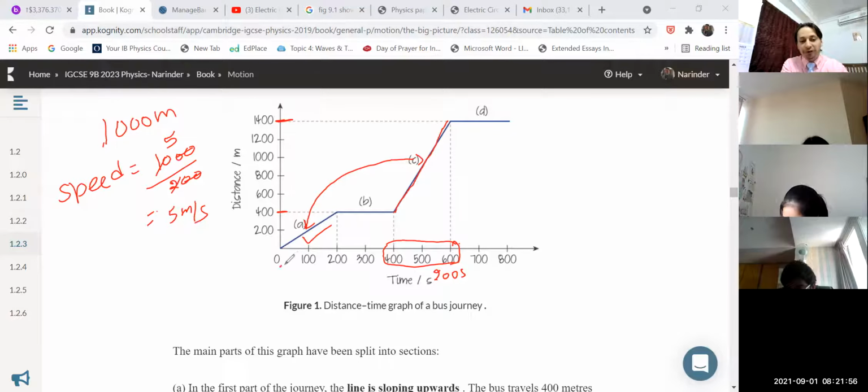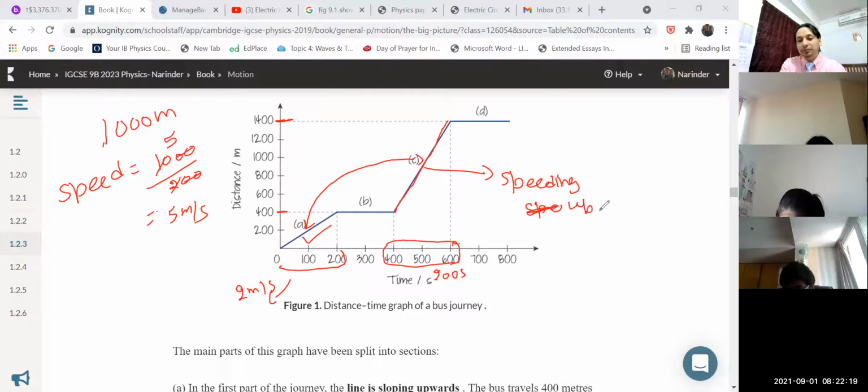If you recall, children, we calculated the speed from the time interval of 0 to 200 seconds. At that time, the speed was 2 meter per second. Now it's speeding up. Steeper means speeding up, children. This section of the graph represents this speeding up. Still, the object is moving with a constant speed. I'm just comparing C with A. Here, speed is 5 meter per second.